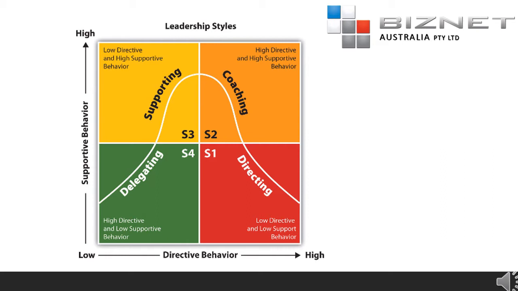The x-axis indicates the degree of directed behavior that the leader will bring to that situation, and that is the amount of direction that they will give their team. The higher the direction, the less discretion the team member has to make decisions for themselves. The y-axis indicates the degree of supportive behavior the leader uses, and that is the amount of support they provide their team. So the higher the support, the more the leader helps their team to make decisions and perform their job or their role.